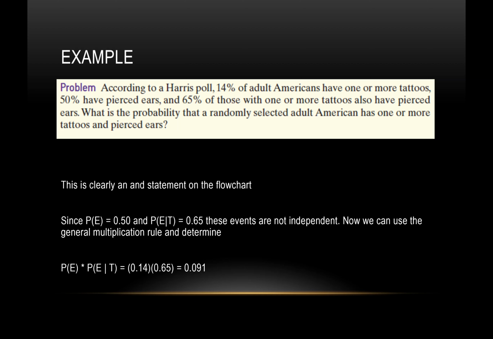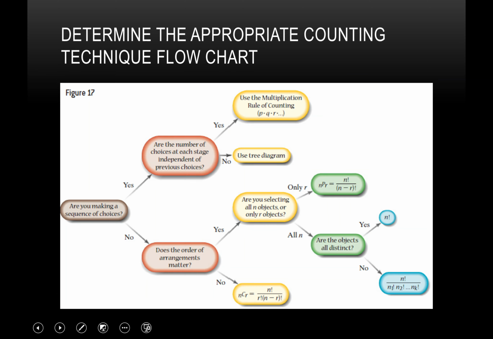According to a Harris poll, 14% of American adults have 1 or more tattoos, 50% have pierced ears, and 65% of those with 1 or more tattoos have pierced ears. What is the probability of randomly selecting an American adult that has 1 or more tattoos and pierced ears? So clearly this is an and statement on the flow chart. P of E is equal to 0.50. P of E, given that T has happened, is 0.65, and they're not independent. So now we use the general multiplication rule, and you have 0.14 times 0.65, and you get 0.091, so a 9% chance that happens.